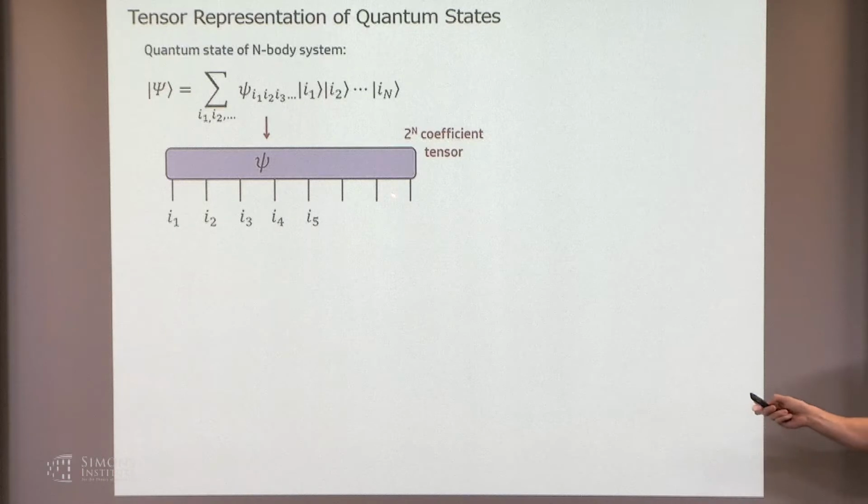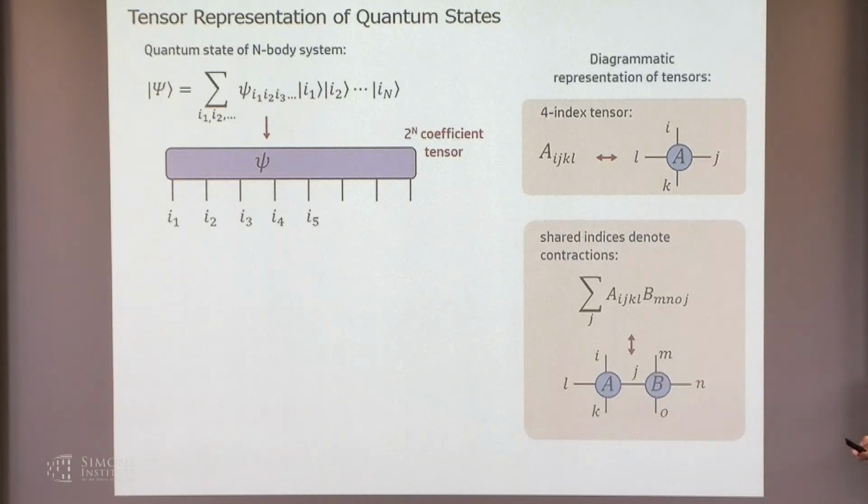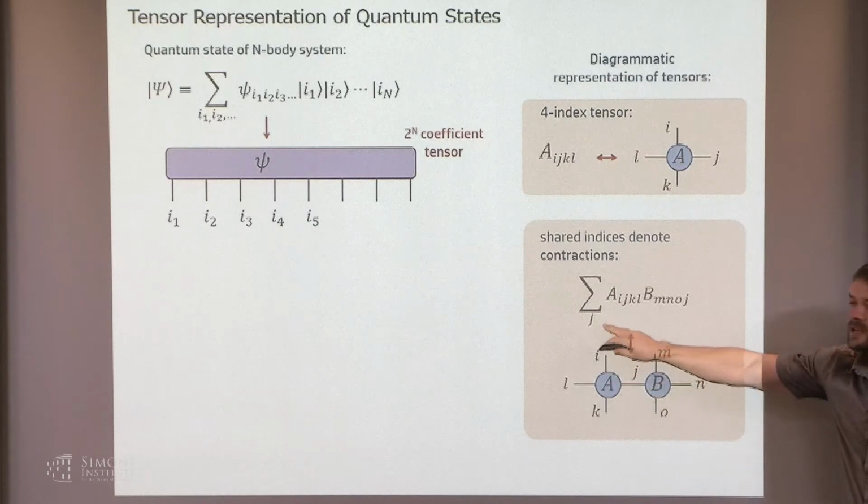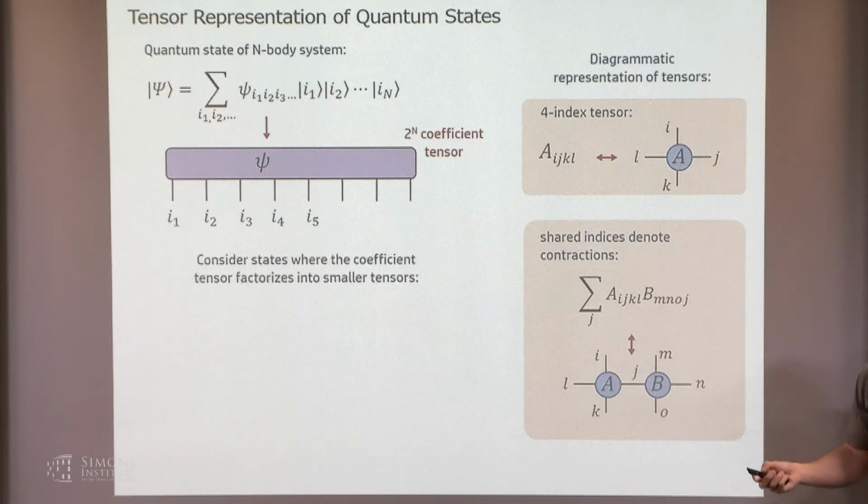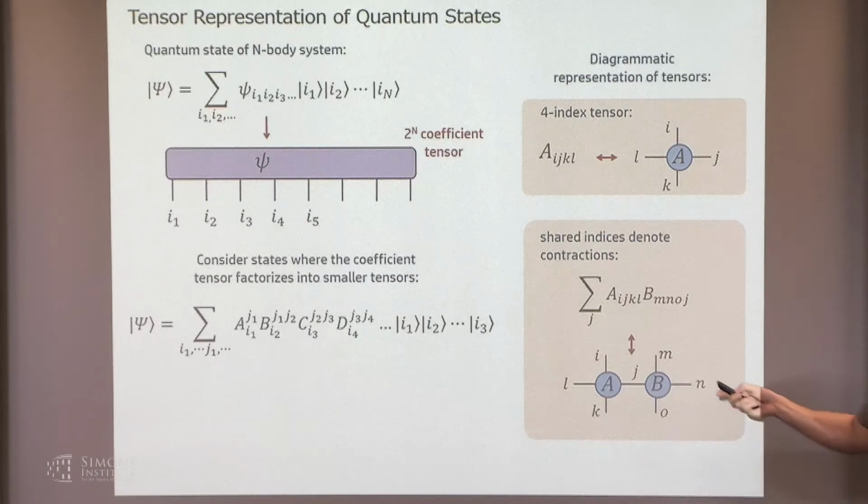So just to make things very clear, I have my quantum state, say on n qubits. I'm describing these complex amplitudes in this tensor with n indices. So if I fix each of these legs, it tells me a complex number relating to the amplitude of some state. And now we're going to use a graphical or diagrammatic notation to represent these objects. If I have a tensor with some number of legs, it's just a blob with lines coming out of it, say four lines. Whenever two tensors share a line, this represents a summation or a contraction over this index. So we're going to consider states where this coefficient tensor factorizes into a product of smaller tensors.